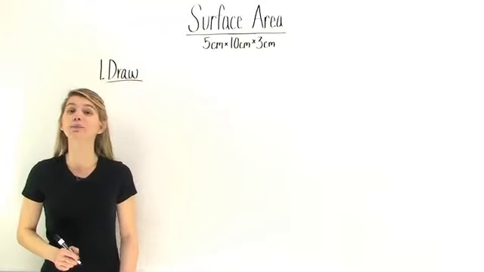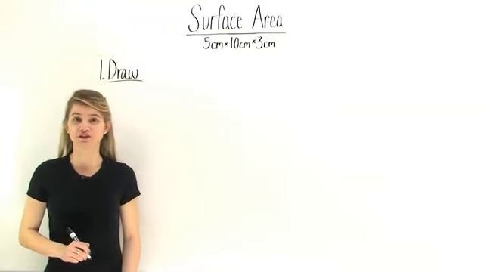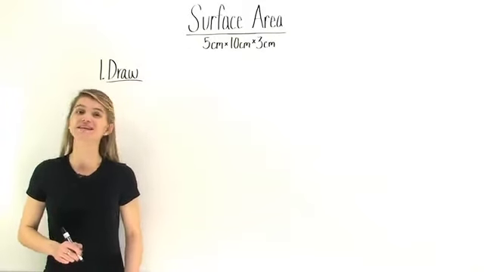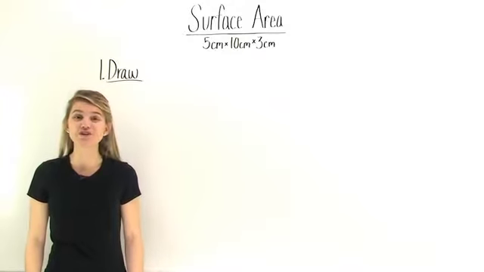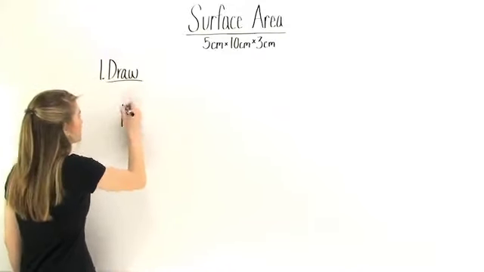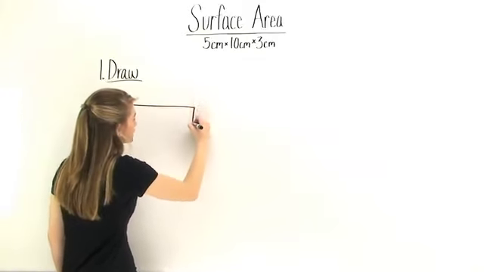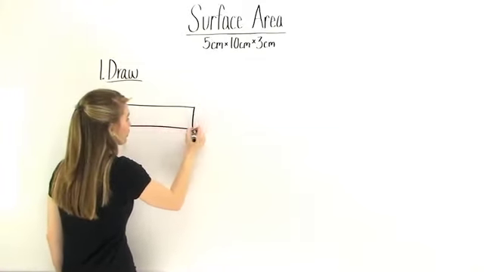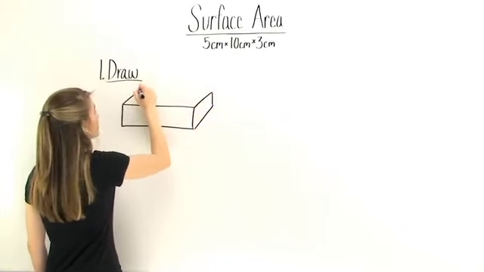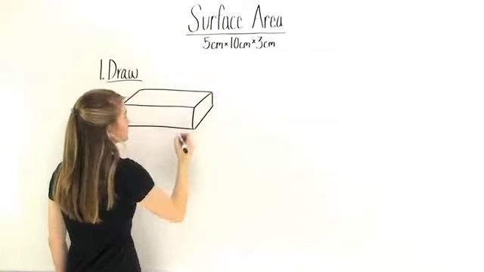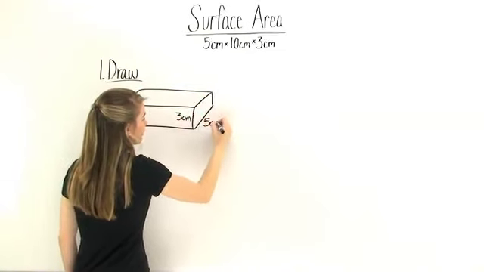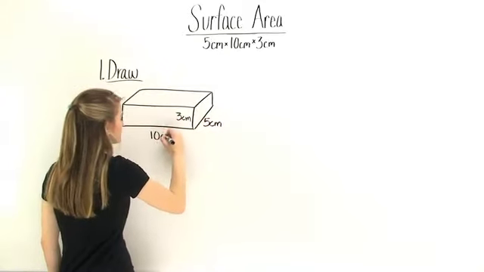Now notice, the problem did not specify which two dimensions were the dimensions of our base. Since we're talking about a rectangular prism though, it doesn't matter. We can pick any two of the dimensions to be the dimensions of our base. So let's go ahead and pick 5 centimeters and 10 centimeters to be the dimensions of our base. That means this rectangular prism has a height of 3 centimeters. So we have a rectangular prism that looks something like this. We said our height was 3 centimeters and our base was 5 centimeters by 10 centimeters.